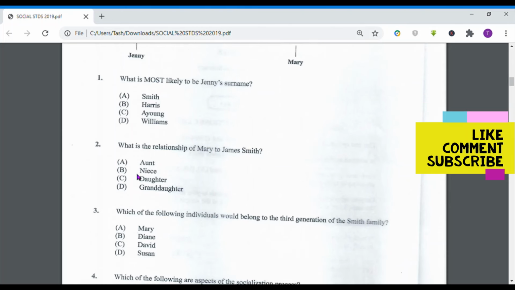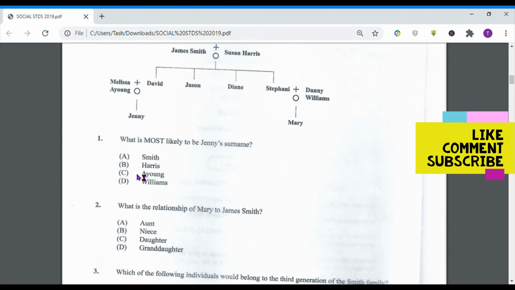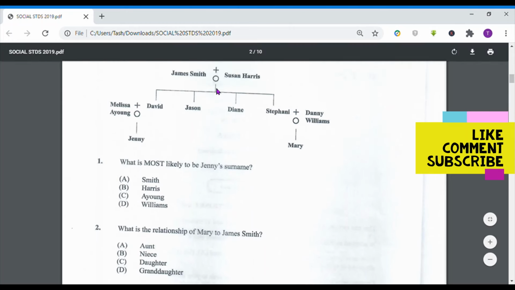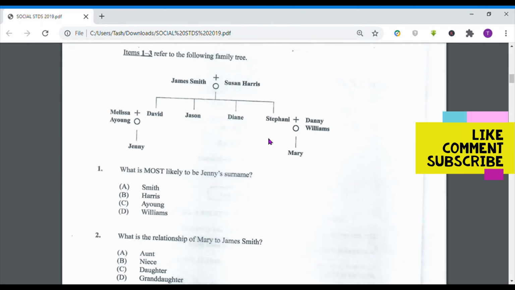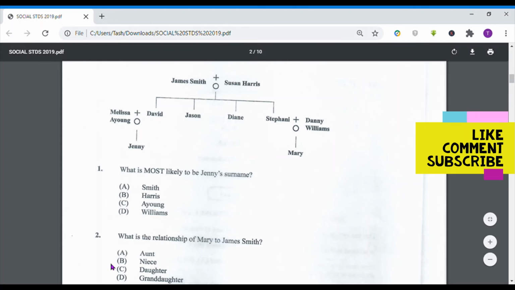Number 2, what is the relationship of Mary to James Smith? So this is Mary and this is James Smith at the top. What is the relationship of Mary to James Smith? So the question is asking, how is Mary related to James Smith? So Mary would have been James Smith's granddaughter. So for number 2, the answer is letter D.